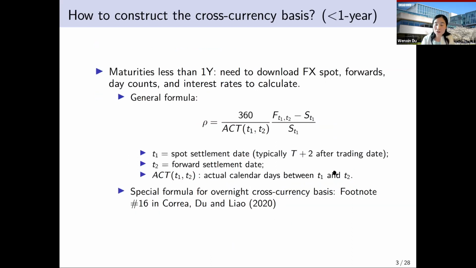To calculate this rho, it depends on two scenarios, whether you are trying to calculate or back out a short-term cross-currency basis, that is with maturity less than or equal to a year, or a longer-term cross-currency basis with maturity beyond 1 year.